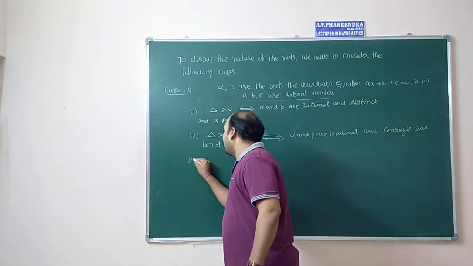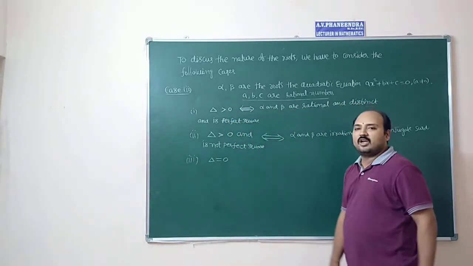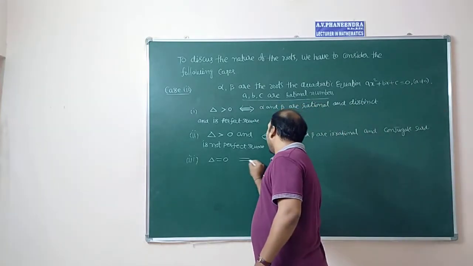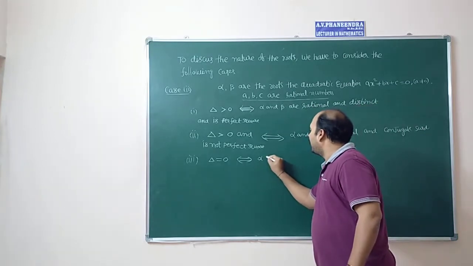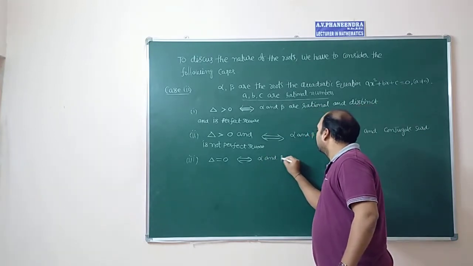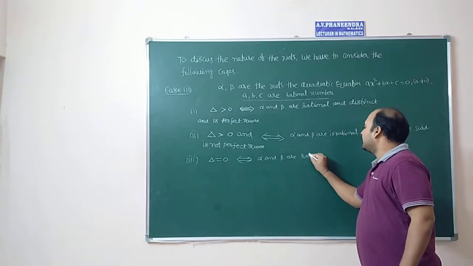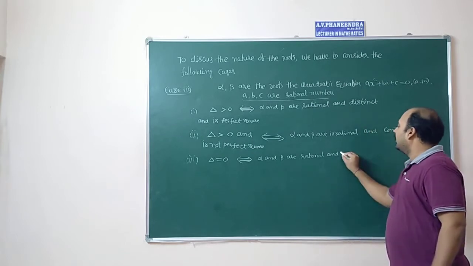And come to the third case, if delta equal to 0, if and only if alpha and beta are rational and equal, not distinct here, and equal.